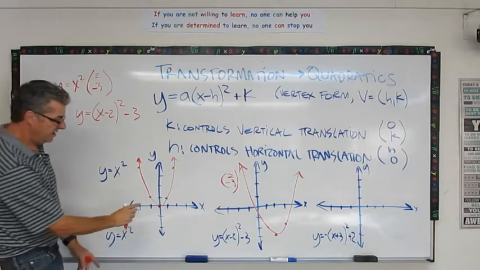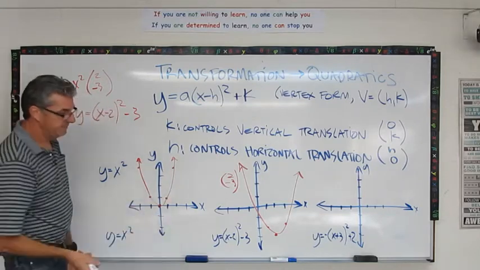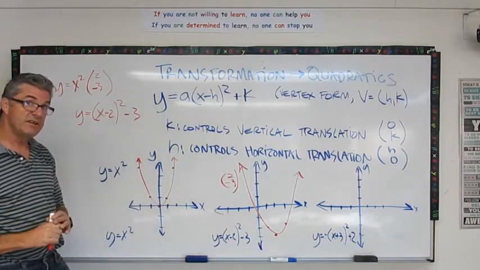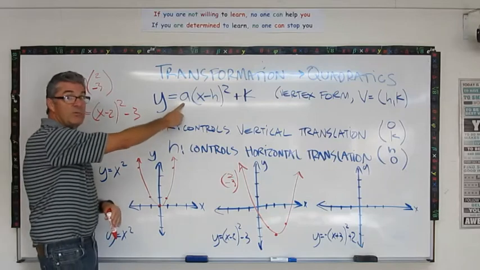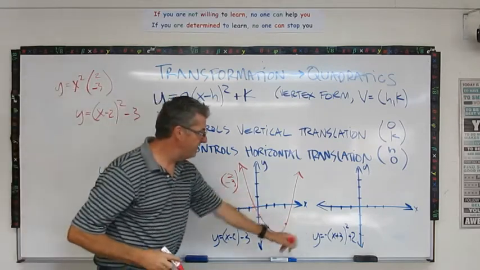And you can see, it's pretty much a translation, a slide. We went 2 and then 3 down. And that's where this new vertex went. Same shape. Shape is handled in a different video, and that's controlled by the a term. Let's do that last one. Pause the video, give that one a try.